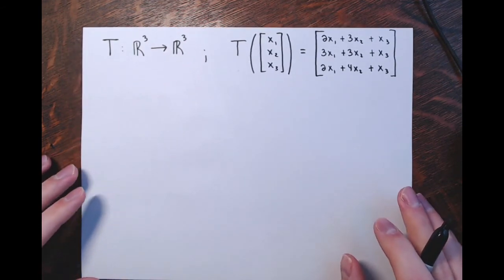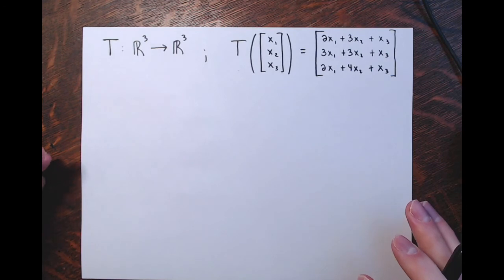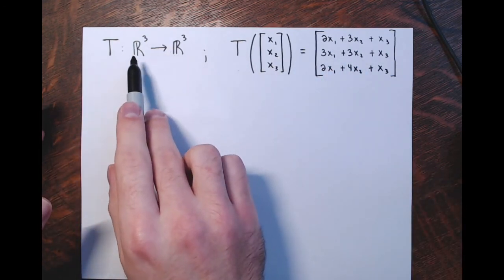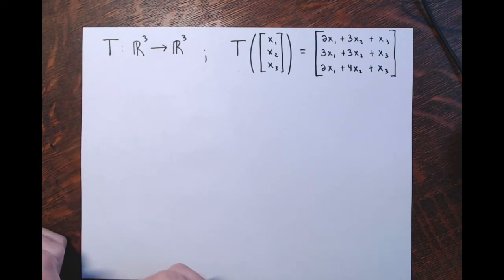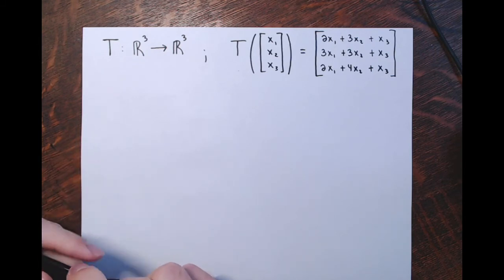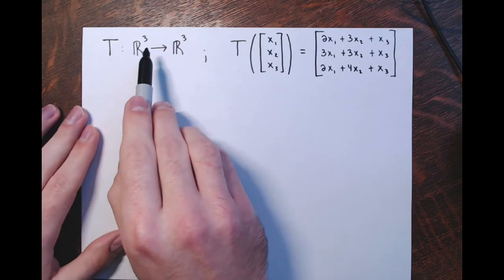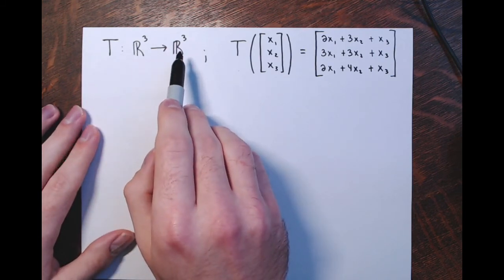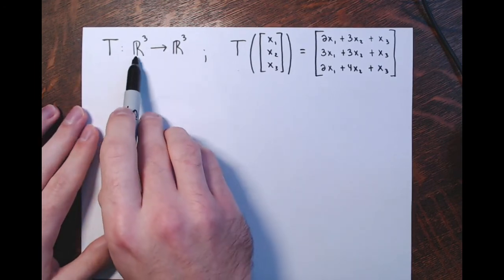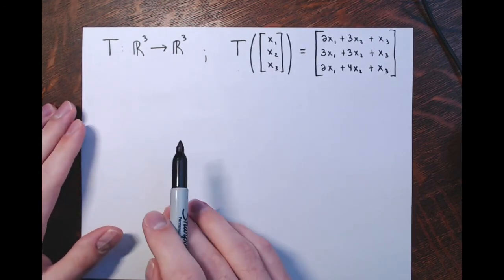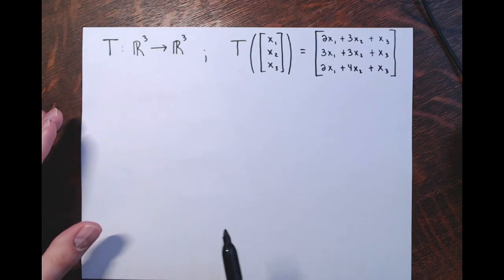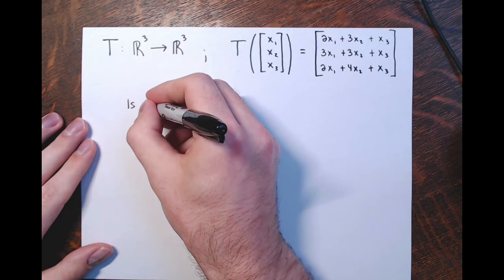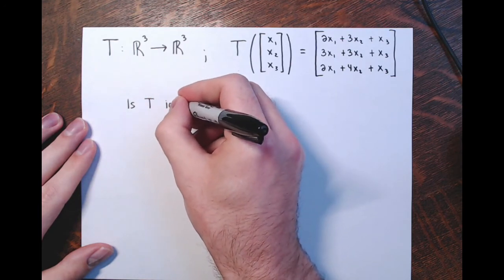Okay, so here's the transformation given in this example in the text. It shows you that in order for a transformation to even possibly be invertible, the dimensions of the domain and codomain have to be the same, right? So these are both dimension 3. If the dimensions of the domain and codomain aren't the same, then there's no way the transformation can be invertible. All right, so the big question is, is T invertible?